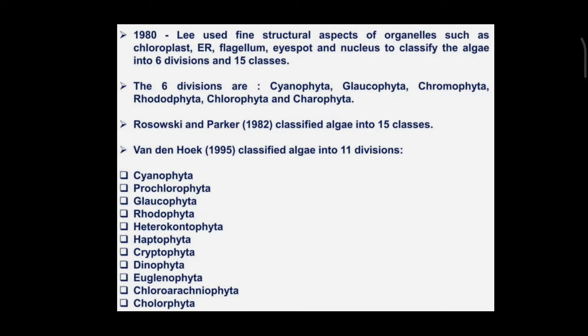In 1995, Van den Hoek classified algae into 11 divisions again. These 11 divisions are Cyanophyta, Prochlorophyta, Glaucophyta, Rhodophyta, Heterokontophyta, Haptophyta, Cryptophyta, Dinophyta, Euglenophyta, Chlorarachniophyta, and Chlorophyta.